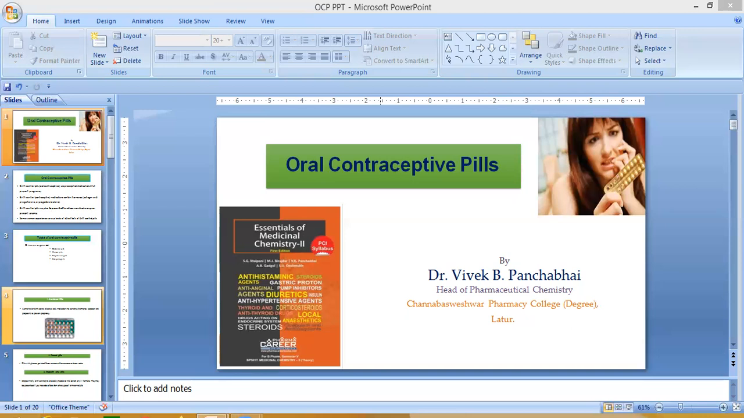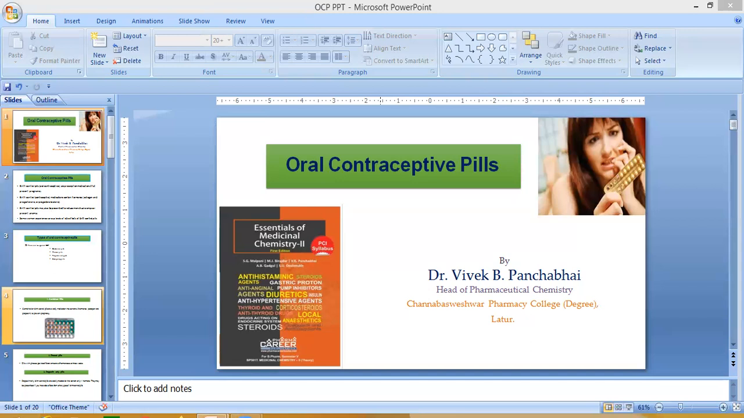Second is thinning of the endometrium lining. If you see the difference here, before the pills, these are thickened linings, whereas after starting the pills, there is thinning of the endometrium lining. So they are unable to support the release of an egg from the ovary.